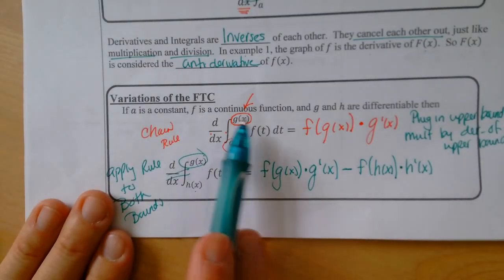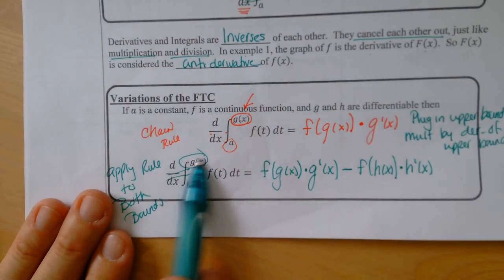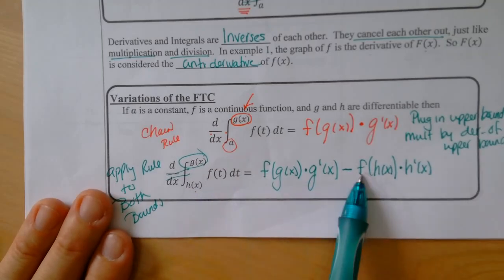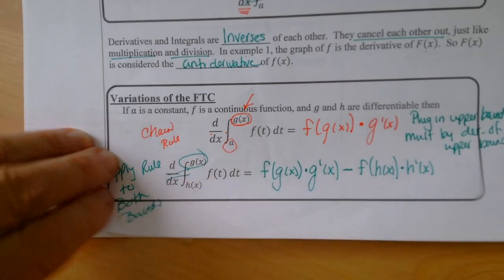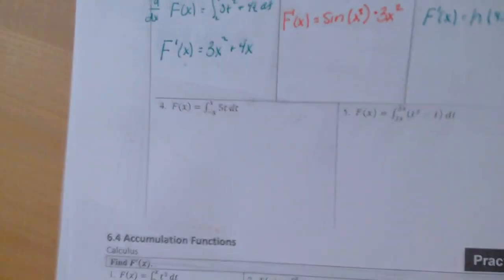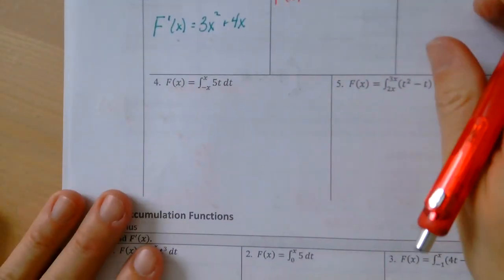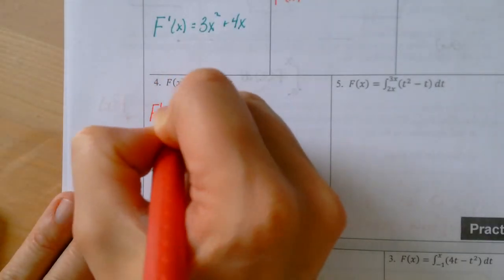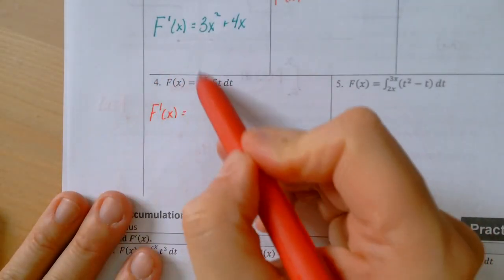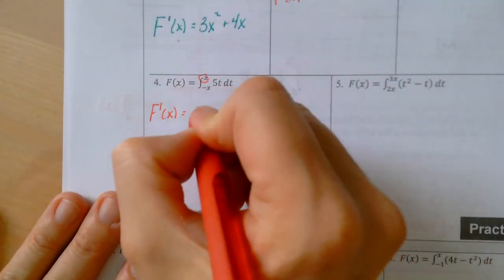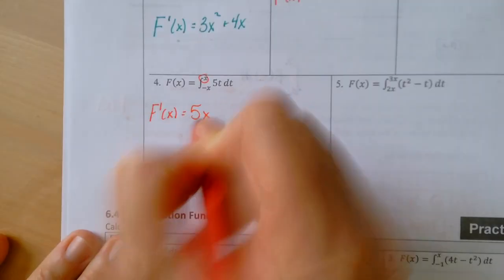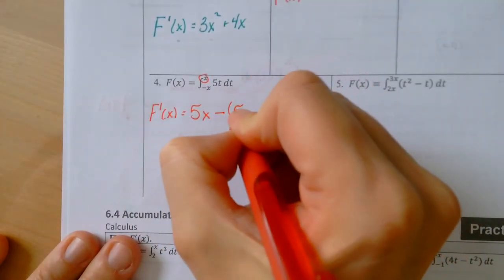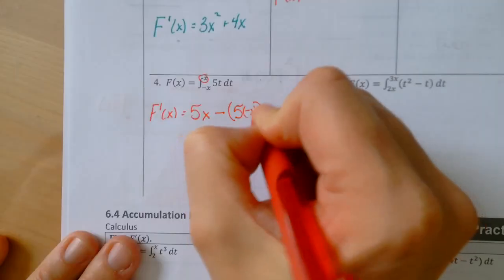So I'm applying the rule to the upper bound just like we did, f of g of x times g prime with the chain rule. Then I'm going to subtract the derivative of the lower one, f of h of x times h prime of x. All right, let's try some examples. Let's try 4. If I want to take this derivative of an integral, I'm going to get f prime of x. Notice there's 2 variables, so I'm going to start at the top.